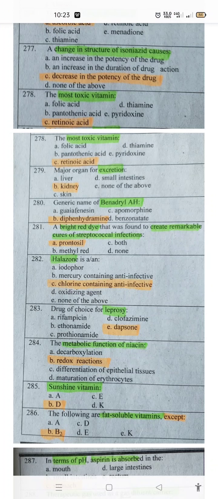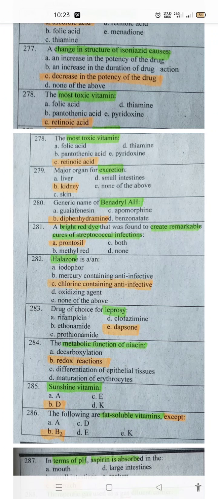Metabolism. So the major organ for excretion is your kidney. The major organ for metabolism is your liver. Your small intestines and the rest of the parts of the digestive tract, such as your large intestine and your esophagus, are the organs for digestion.